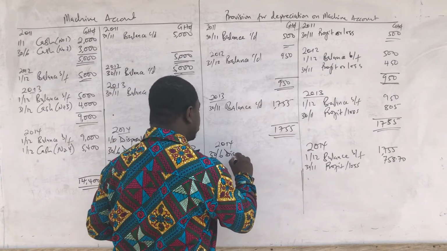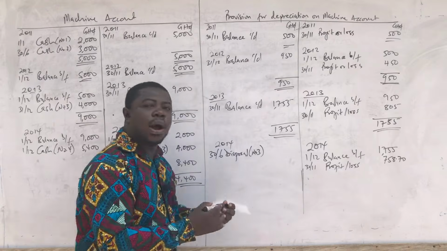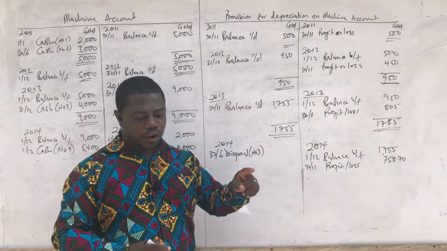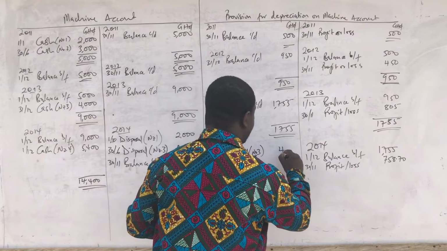And so I will say disposal number 3. And then I will go and pick the total depreciation for machine number 3, which was 400 cedis. And I will take it out.